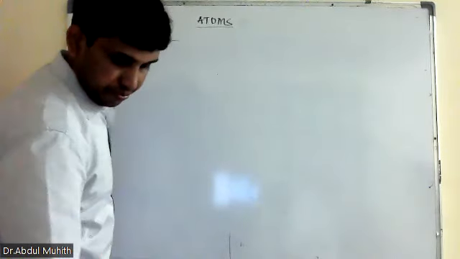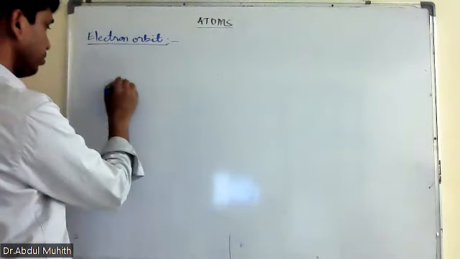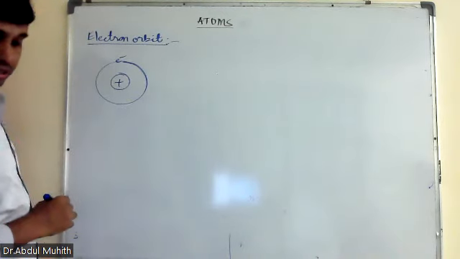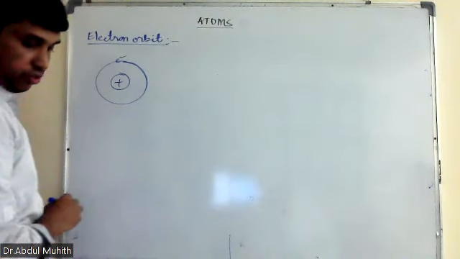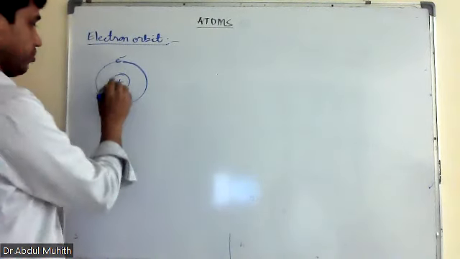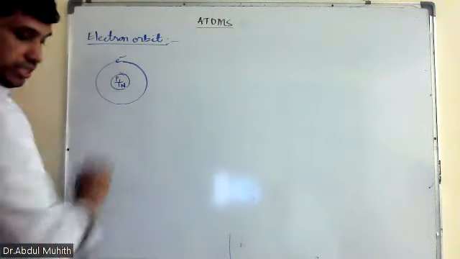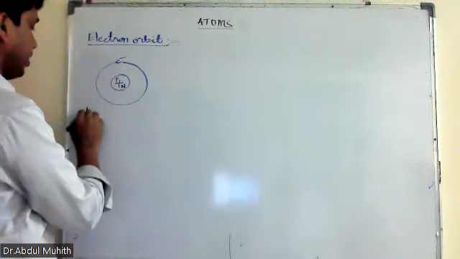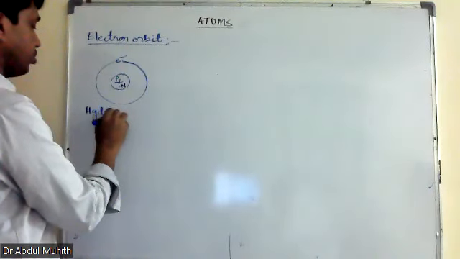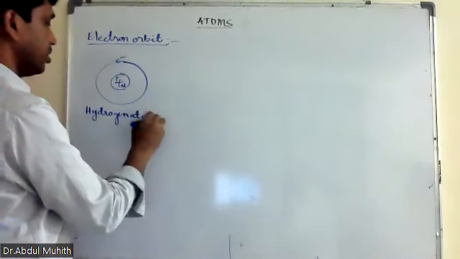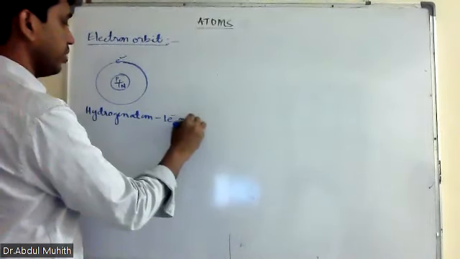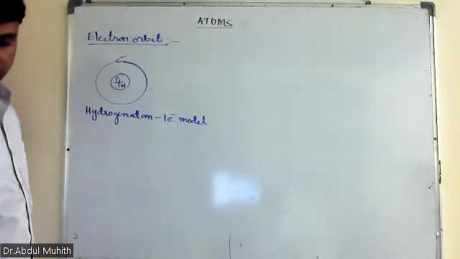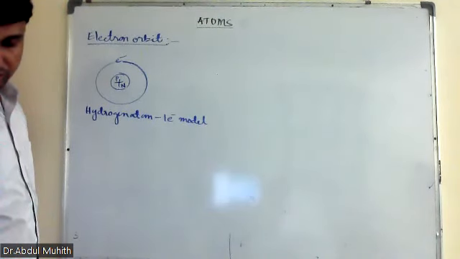Electron orbit. Here, this is the nucleus, and think that this is the electron. The electron is revolving around the nucleus. There are two forces here. One is this: this is proton and neutron, and this is Z. Suppose you are taking a hydrogen atom. There will be only one electron. This is said to be the one electron model. Hydrogen atom is also known as the one electron model. Clear?